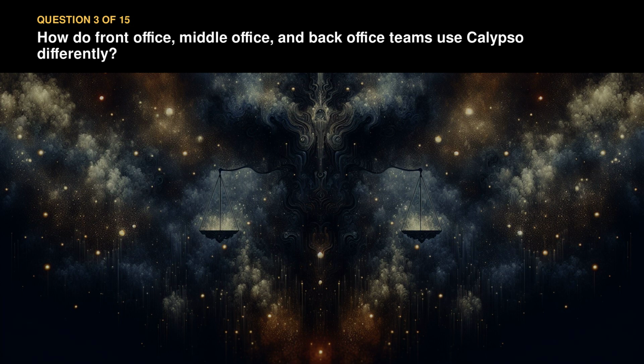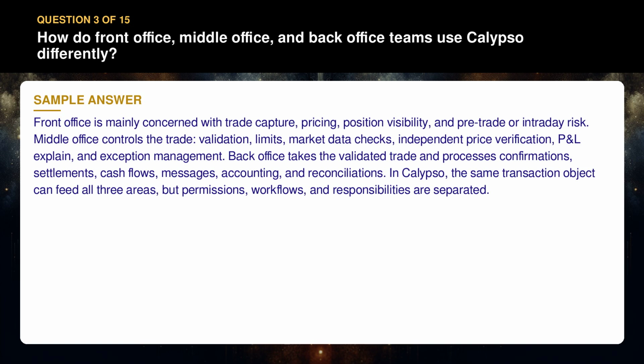Question 3. How do front office, middle office, and back office teams use Calypso differently? Front office is mainly concerned with trade capture, pricing, position visibility, and pre-trade or intraday risk. Middle office controls the trade: validation, limits, market data checks, independent price verification, profit and loss explain, and exception management. Back office takes the validated trade and processes confirmations, settlements, cash flows, messages, accounting, and reconciliations. In Calypso, the same transaction object can feed all three areas, but permissions, workflows, and responsibilities are separated.